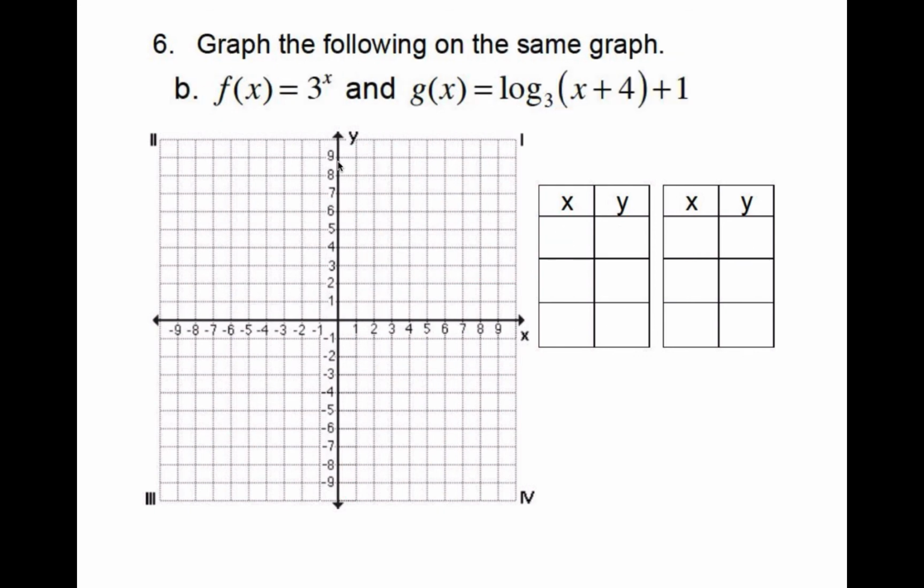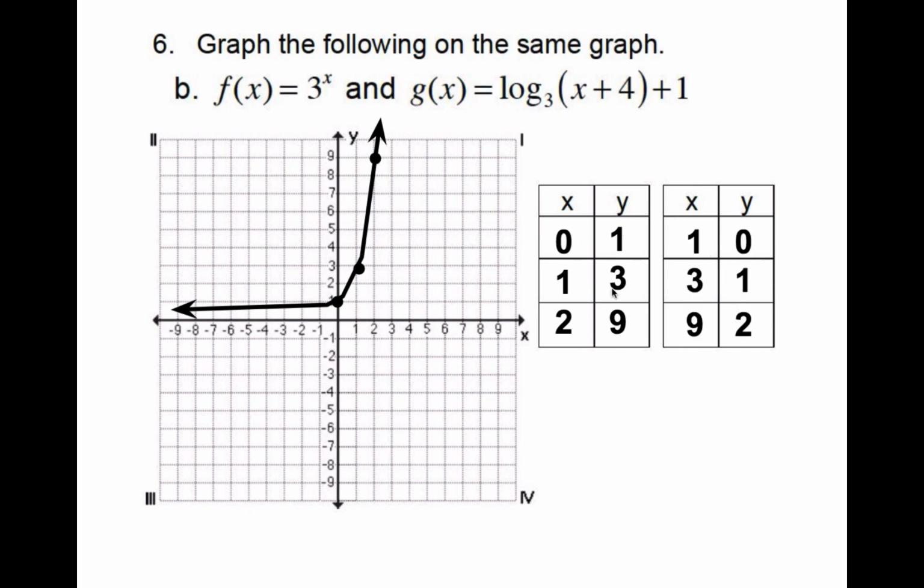So for part B, filling in the table 0, 1, 2. We have 3 to the 0 power, which is 1. 3 to the 1 power is 3, and 3 squared is 9. So we can graph those points, 0, 1, 1, 3, 2, 9. Now we flip our table, so this is going to become 1, 0, 3, 1, and 9, 2. When I graph these points, it's going to look like this.